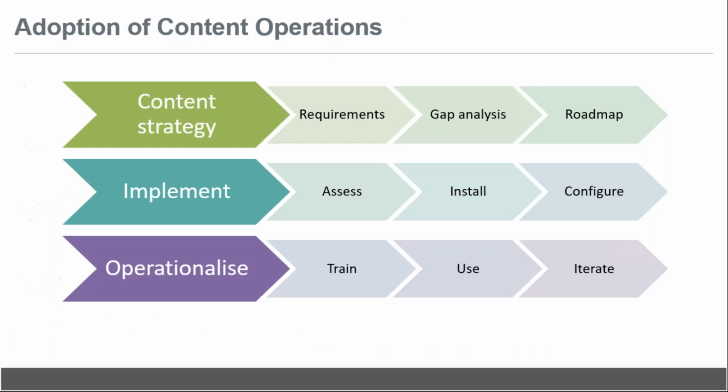So when we think about back in the days of Wang, it was way not as complex as it is now. If you're thinking about doing content operations, you start with a content strategy, so your requirements, gap analysis, and roadmap, and then you implement, so you assess, you install whatever you've chosen, and then you configure it, and then operationalize. So you need training, you need use, and you need iterations. And so you have to plan for that as well. It's like, when you build a house, you have to plan for maintenance of the house. You can't just build the house and then assume that nothing will ever break down.